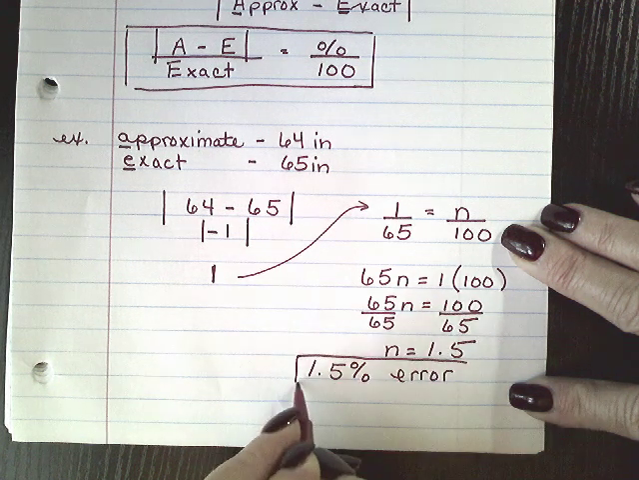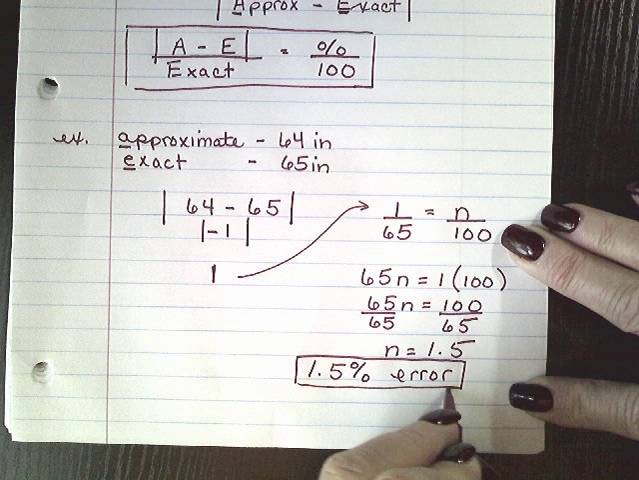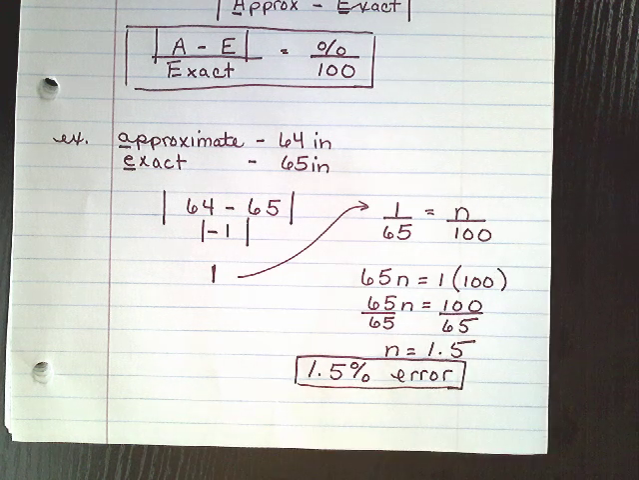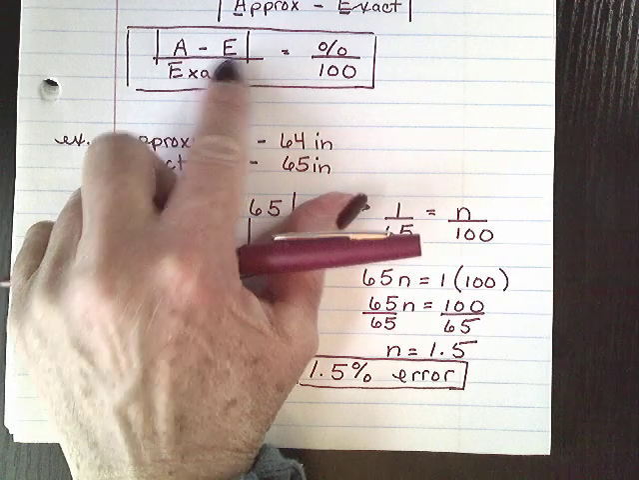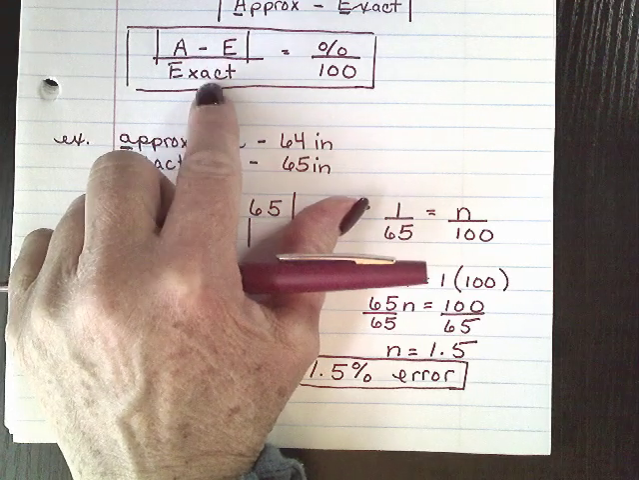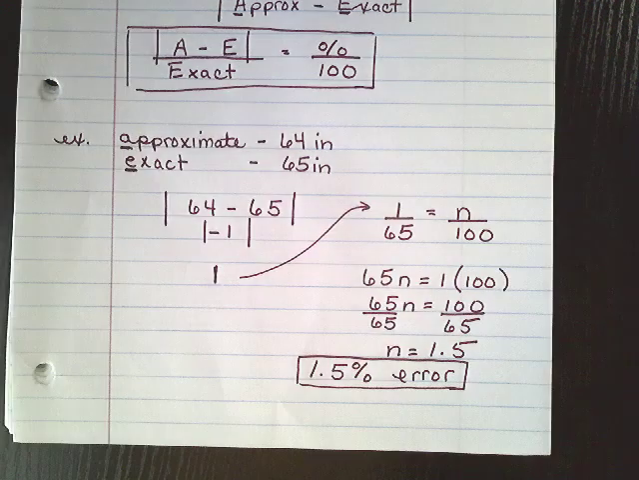Okay, so just like we did on the last one for percent change, we're using the absolute value here. We don't want to deal with any negative numbers. It always has to be a positive. So we're going to take our approximate and we're going to subtract our exact, and it's going to be over the exact number. Okay, let's do one more.